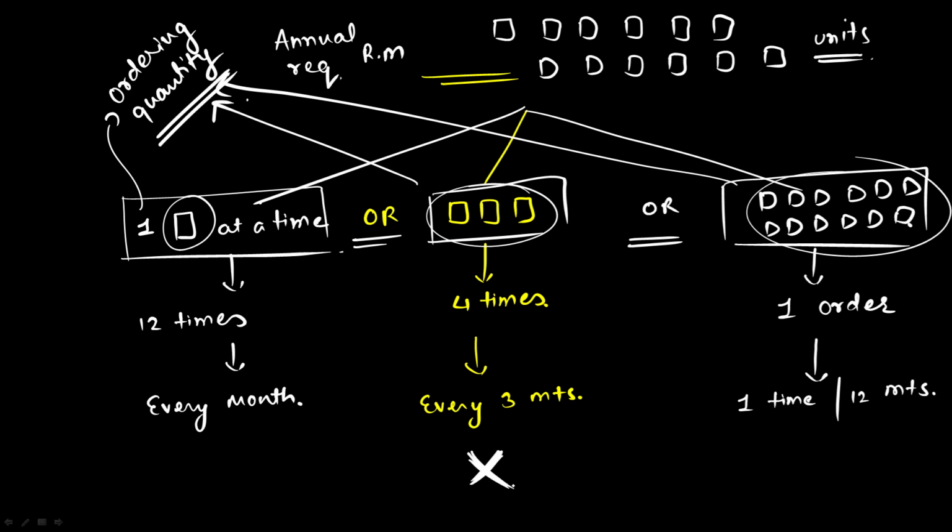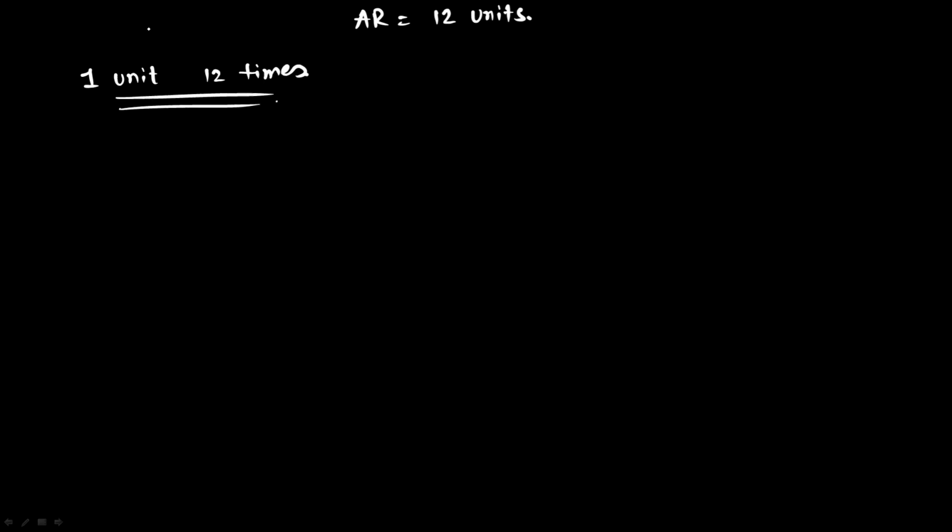Let me remove this. So if my annual requirement is 12 units, I can order 1 unit 12 times. What is my ordering quantity in this? Can anyone tell me the ordering quantity? 12 or 1? 1. Number of quantity in 1 order. Per order is nothing but ordering quantity. Ordering quantity is 1 unit.